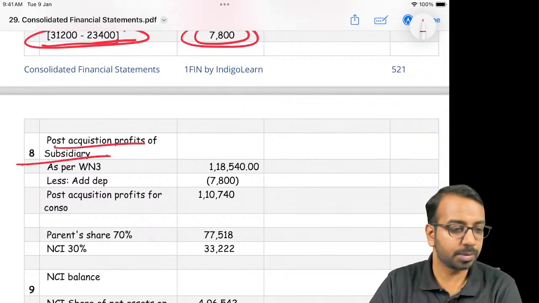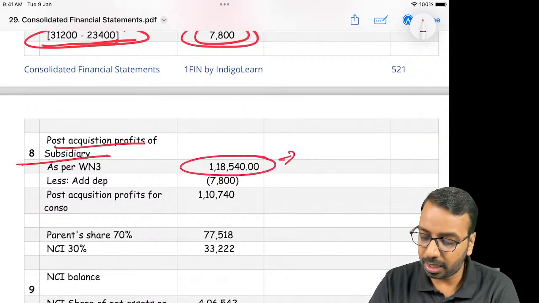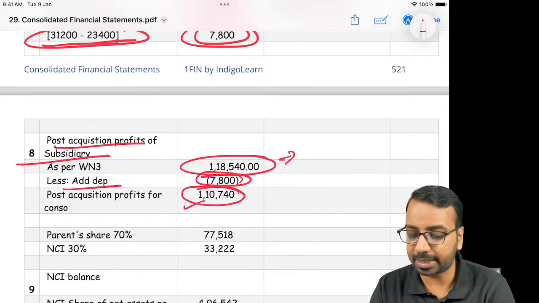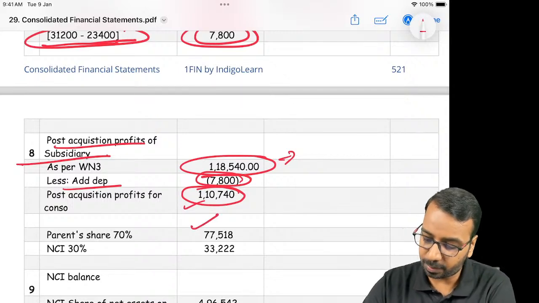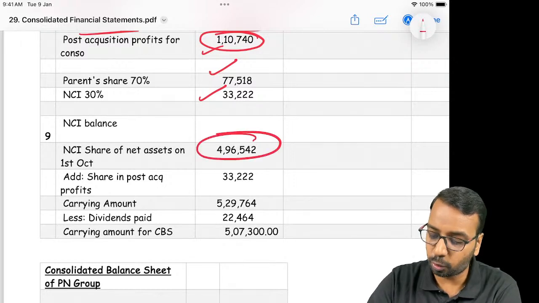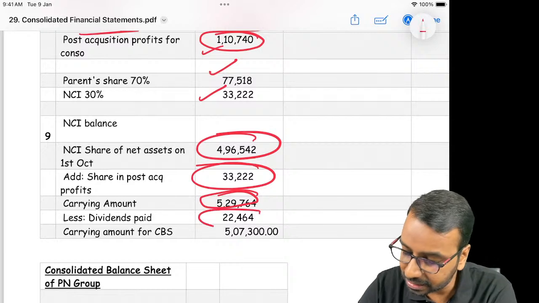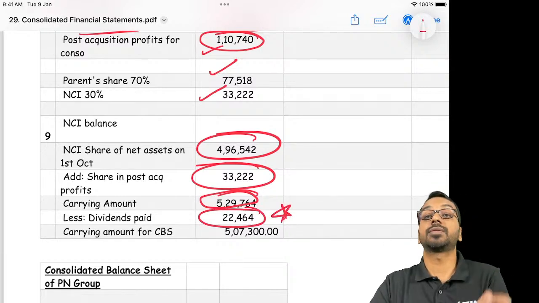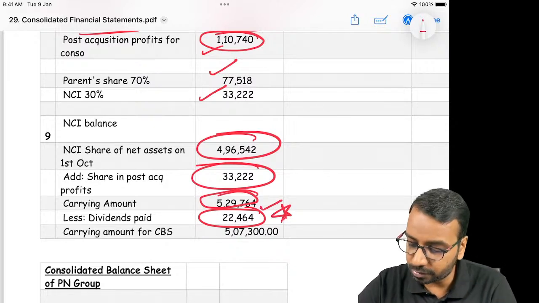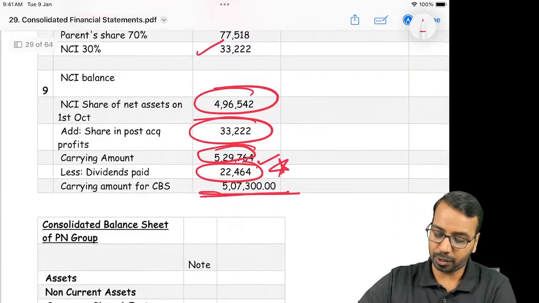Then post-acquisition profit of subsidiaries, 1,18,540 we have already calculated. Additional depreciation 7,800. So this is for the consolidation purpose. That is 1,10,740. Parent share 70%, NCI we calculate. Now, how do we calculate NCI balance? Take the opening balance, add share in post-acquisition, total carrying amount minus dividend paid. Very important adjustment because we have paid the dividend subsequently. If you have paid the dividend subsequently, you have to reduce the dividend, so you get the carrying amount for consolidated balance sheet.